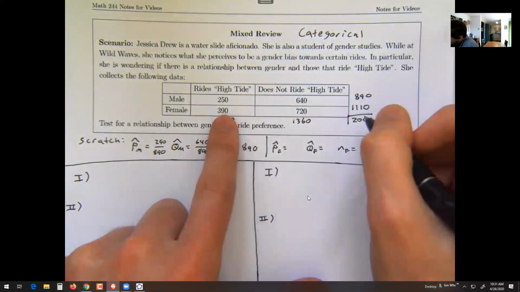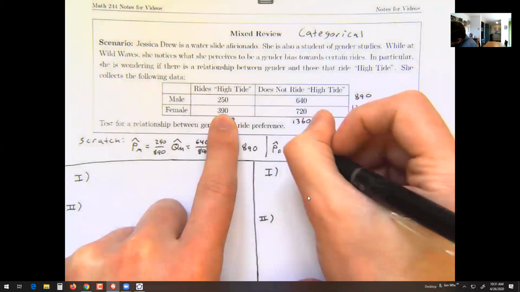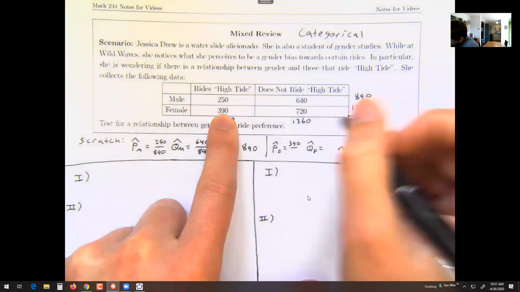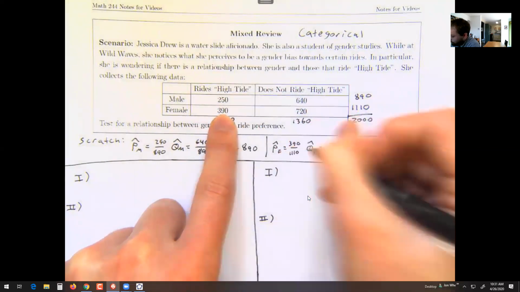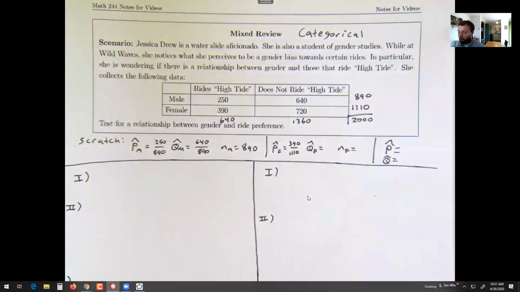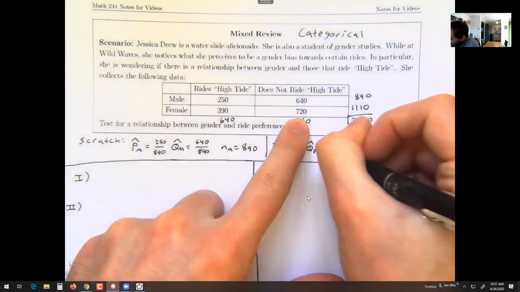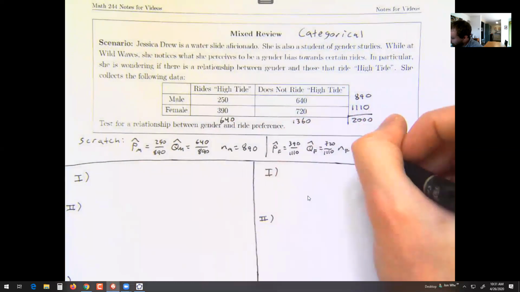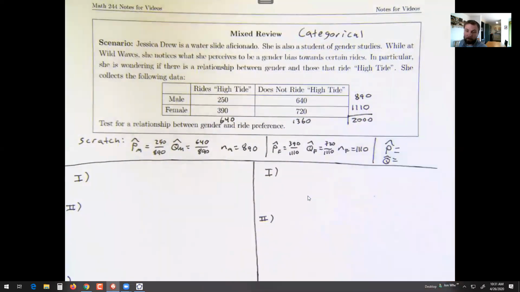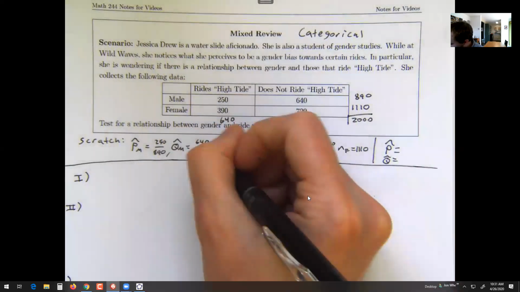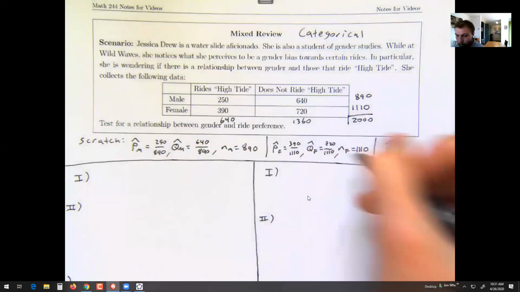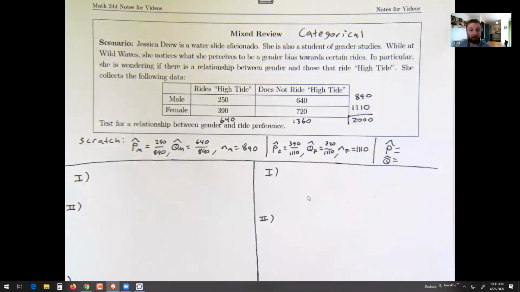For female, I have 390 out of 1,110 for successes. For failures, I have 720 out of 1,110. And for number of trials, 1,110. So I have these values that I'm working with. I can change those to decimals. If you're more comfortable with decimals, do that.